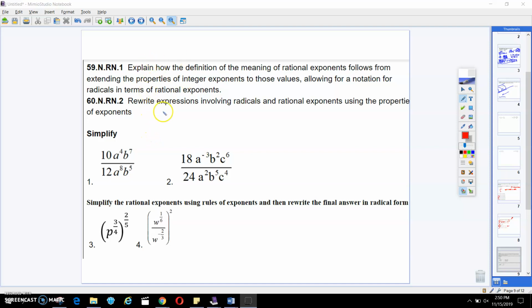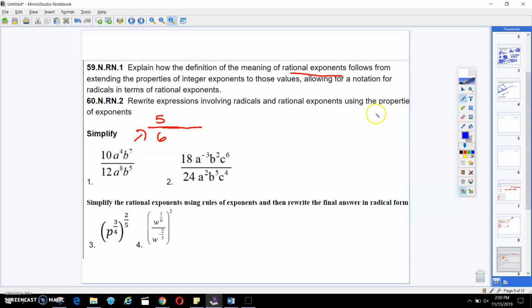So the whole goal of this one is to convert it from rational exponents to a smaller fraction, essentially. So what is the greatest common factor of 10 and 12? That would be 2. So that's going to give me 5 over 6, right? Okay, so now we're going to look at our exponents.